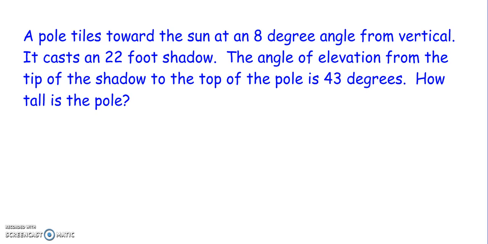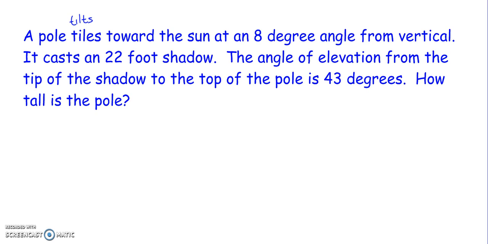All right, so here we have a word problem, essentially very, very similar. It's going to be using a slightly different organization of the triangle, but let's see if we can come up with a picture here. It says a pole tilts toward the sun at an 8-degree angle from vertical. It casts a 22-foot shadow. The angle of elevation from the tip of the shadow to the top of the pole is 43 degrees. How tall is the pole?